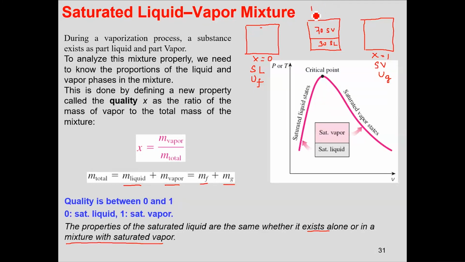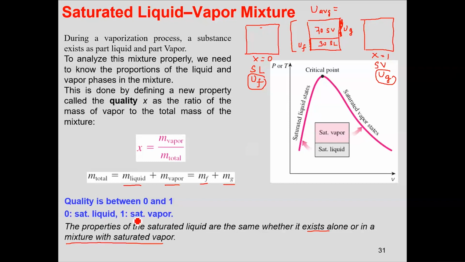I'll call the internal energy U average, and it would be dependent upon Uf and Ug. It means that the saturated liquid, this portion, would have the internal energy as Uf, and this 70% portion would have the internal energy as Ug, and the total mixture would have an average.